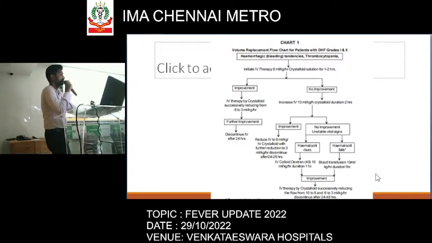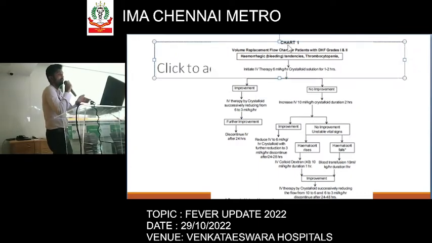There will be hemoconcentration in these patients, which is an indication for starting fluids. The initial fluids are 6 ml per kg per hour for 1 to 2 hours. After that, we have to look for improvement. How is the hematocrit? How is the clinical improvement? How are the symptoms? If there is improvement, we can reduce the crystalloid fluids from 6 ml to 3 ml per kg per hour. Further, if there is improvement, we can discontinue the fluid by 24 hours.